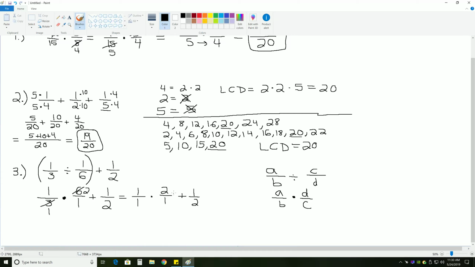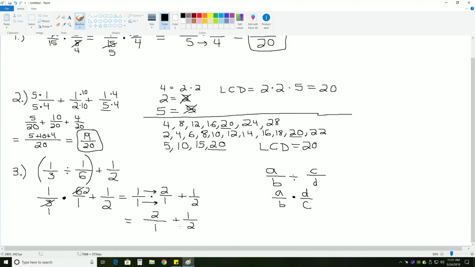And I know at this point it's tempting to want to cancel these 2's out, but notice that we're adding here. So you cannot cancel if you're adding or subtracting, only when you're multiplying. So now we can multiply these fractions together since we already simplified. We'll multiply straight across to get 1 times 2 is 2, over 1 times 1 is 1, plus 1/2.